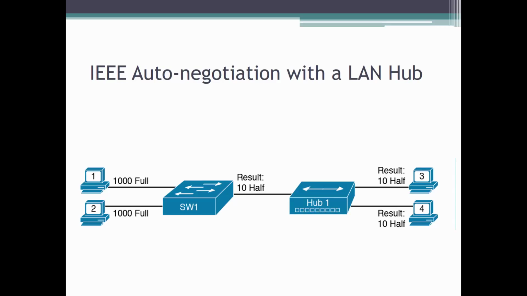Negotiating with a hub. Hub will actually auto-negotiate down to half duplex, while the switch will negotiate to full duplex. So on this side, this will be full. On this side, it will be half. And that's actually all I had for this video.